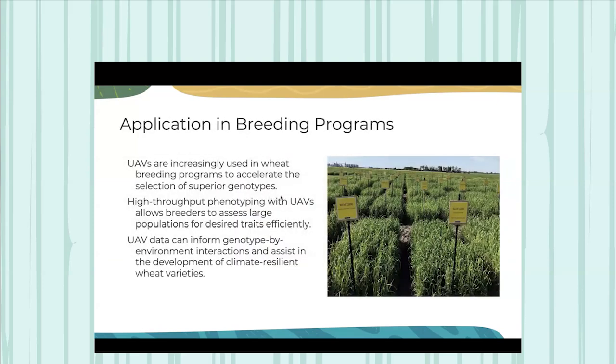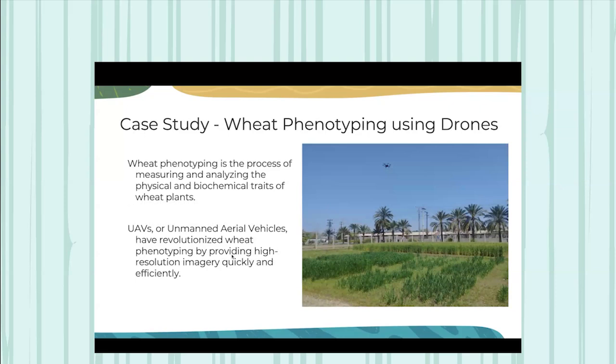In breeding programs, high throughput phenotyping using UAVs is very important. UAVs are increasingly used in wheat breeding programs to accelerate the selection of superior genotypes. High throughput phenotyping with UAVs allows breeders to assess large populations for desired traits quite efficiently. Data can inform genotype by environment interactions and assist in the development of climate resilient or heat resilient wheat varieties. This kind of experiment is currently running in our university.